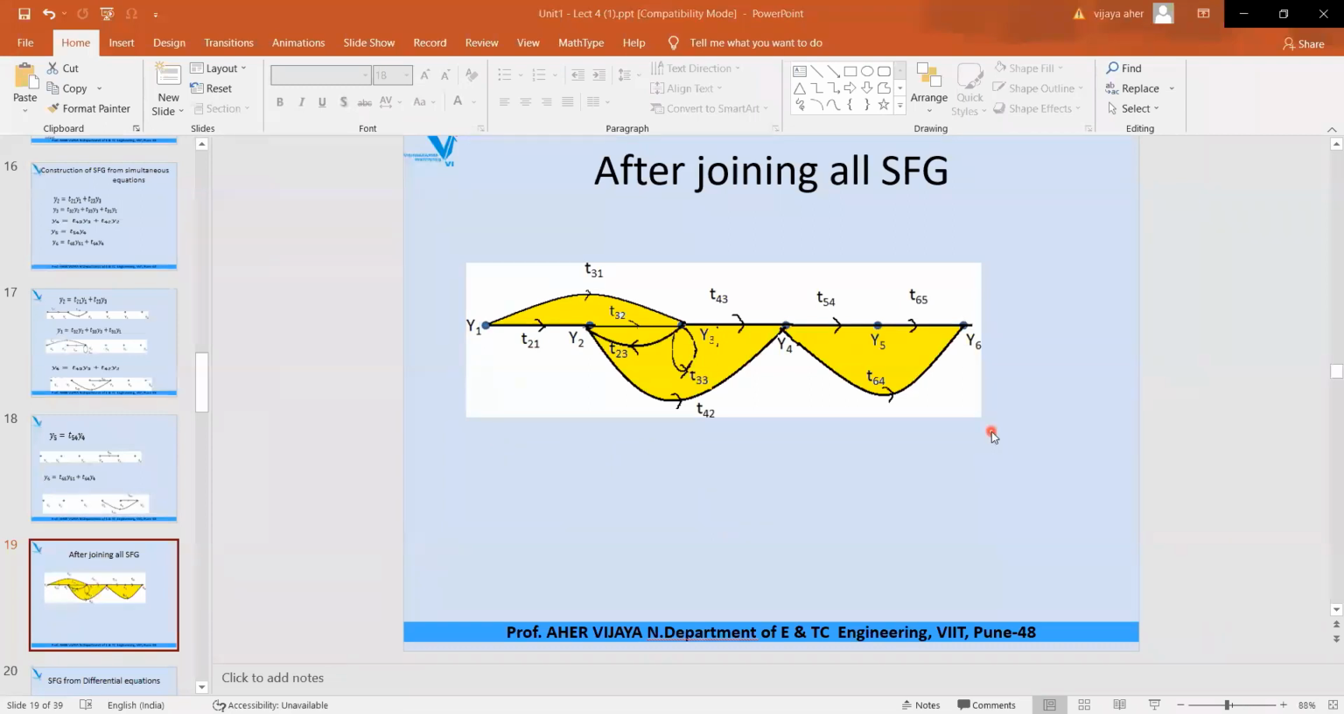Any doubt up to this? Now see what we have done: we drew a signal flow graph from simultaneous equations. The simultaneous equations were given, and we drew one diagram for the first equation, for the second equation, for the third equation, for the fourth, fifth and sixth. Right? And then we joined together all the SFGs we drew for each equation. So this is nothing but the complete signal flow graph for all the given simultaneous equations.